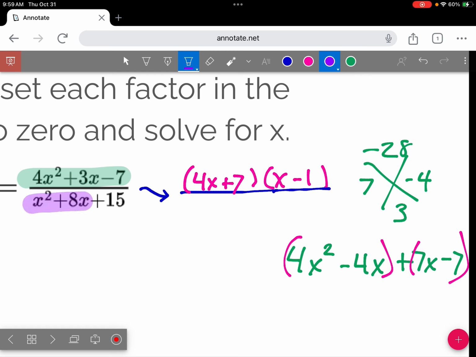The denominator is a lot easier to spot, because that one does not have our a value. All we need to do is find our pair that multiplies to be 15, adds to be 8. We have our positive 5 and our positive 3. So x plus 5 and x plus 3.